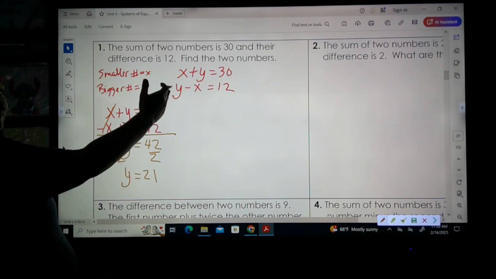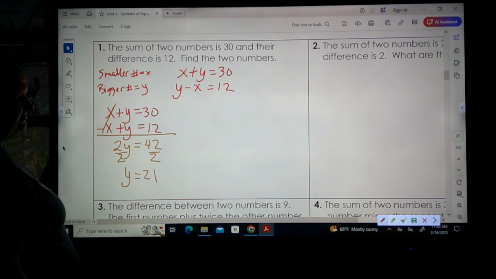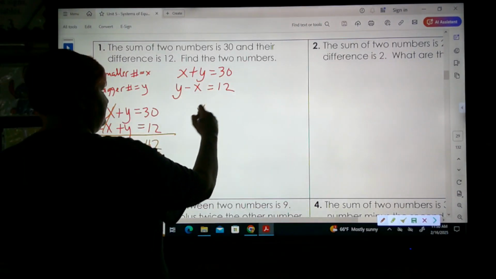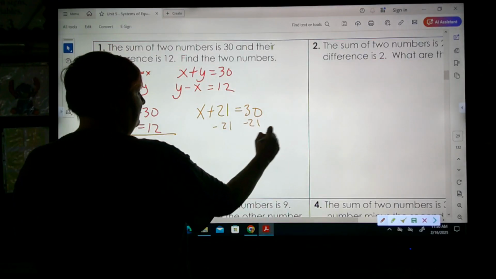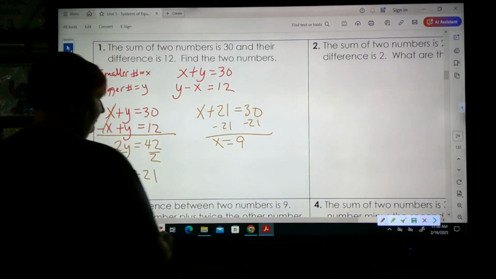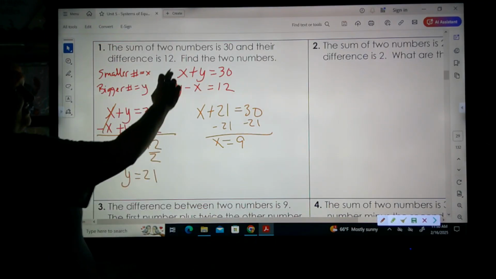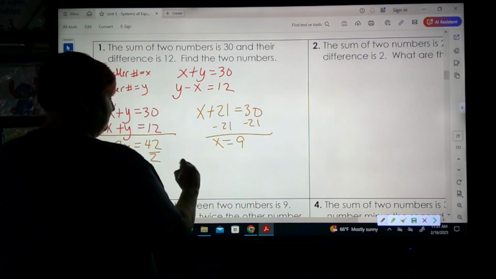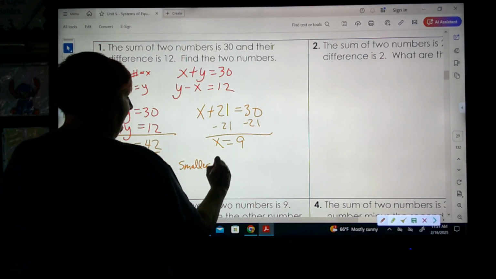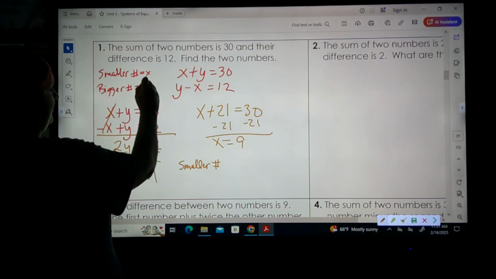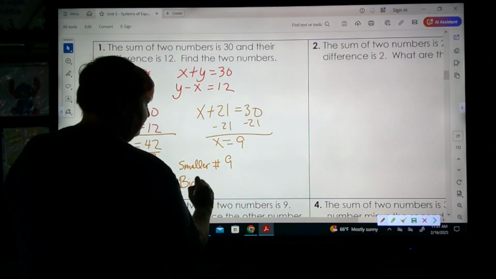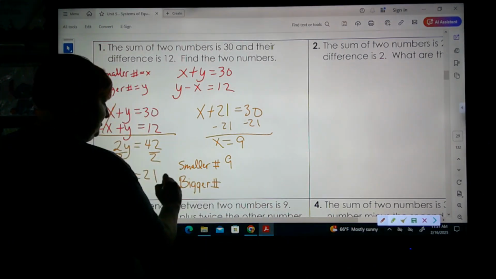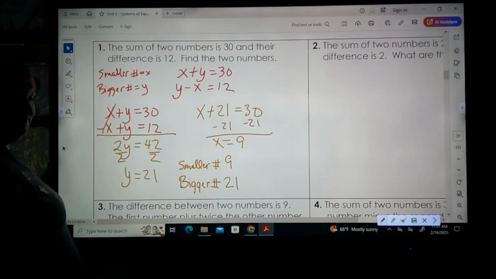Now we know what y is, we have to figure out what x is. We can plug it into any equation. Do the first one. x plus 21 equals 30. Minus 21. x equals 9. Remember, find out what it asked. Find the two numbers. So answer what it asks: the smaller number is 9, and the bigger number is 21.